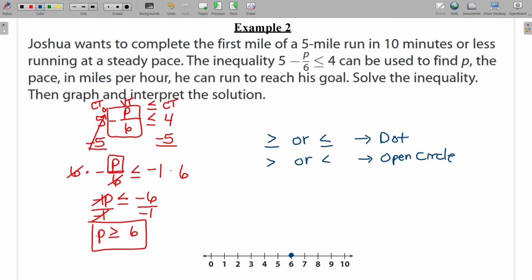and then I'm going to say that my p values have to be greater than 6 in order to make this inequality a true statement. So what I'm going to do is go ahead and draw my arrow to the right of that 6. Now, it says in our problem, solve the inequality, which we did over here in red, with p being greater than or equal to 6. We graphed it, which is what we did down here, and it says interpret the solution. So in interpreting this solution, what this is saying is that any number that is 6 or larger can be put in place for p in this original inequality, and it's going to make it a true statement.